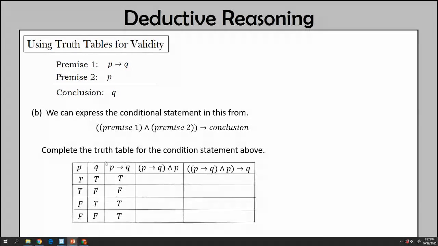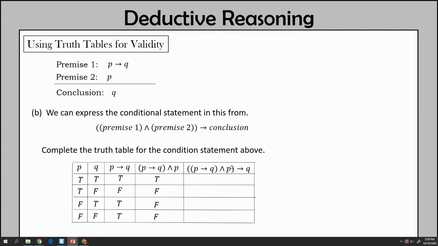Now, we're going to take the P implies Q column right here, true, false, true, true, and join it with P and the word and. So P implies Q and P. True and true is true. False and true, false. True and false, false. True and false, false. Remember, for and to be true, both statements have to be true.